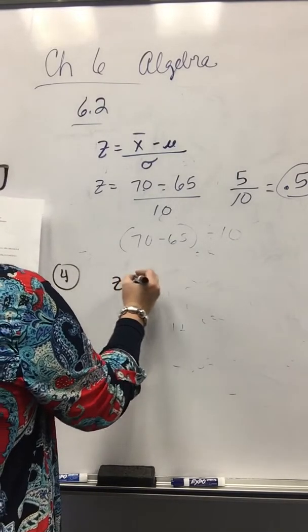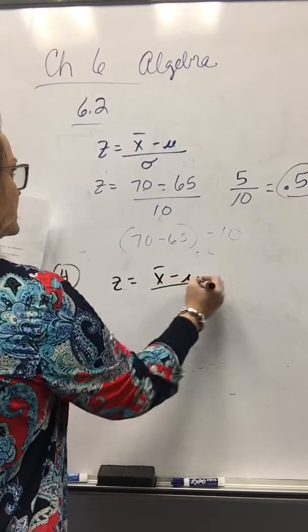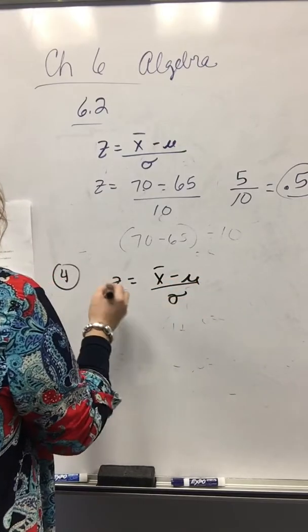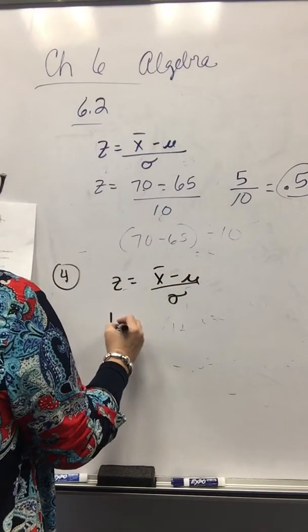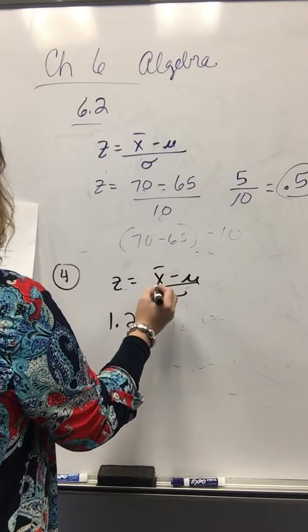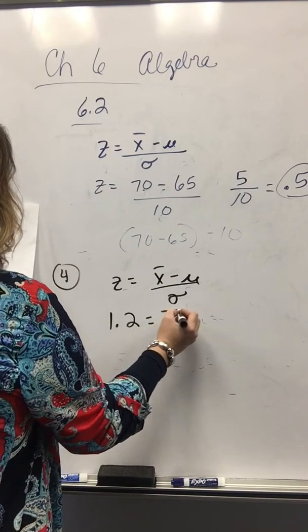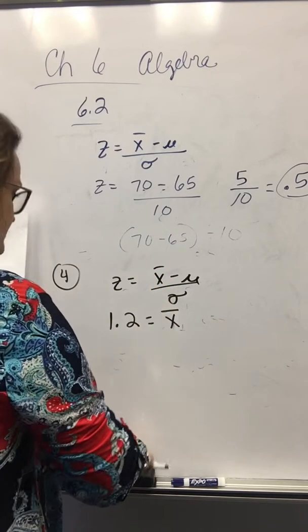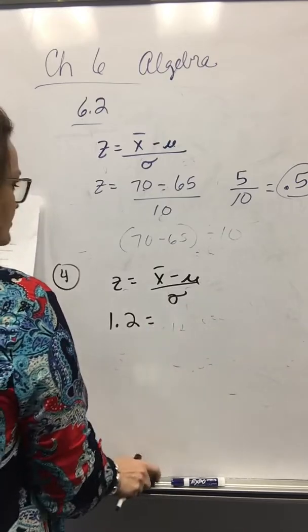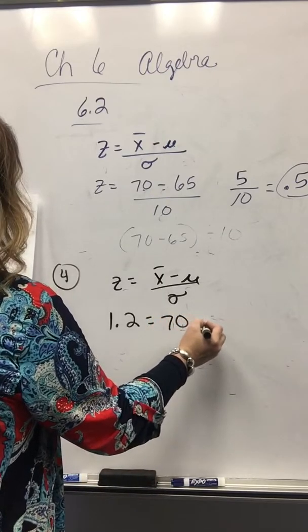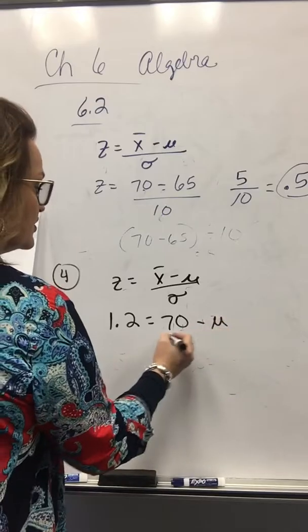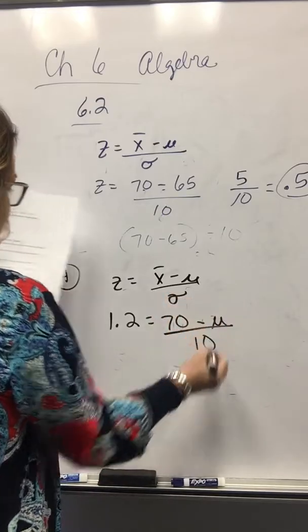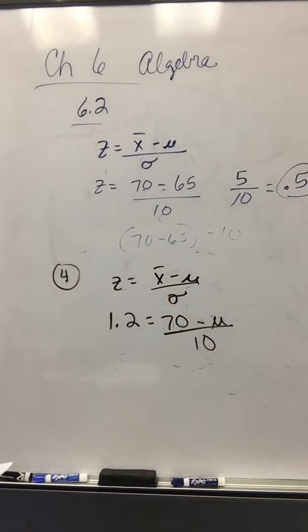Okay, same formula, the z-score formula that we have. It says plug in: you know z to be 1.2. We're looking for x bar. Oh, no, it tells me x bar is 70, sorry. I looked at it wrong. We know x bar is 70. We don't know the mu, sorry. And then sigma we know is 10. So we're plugging it in.